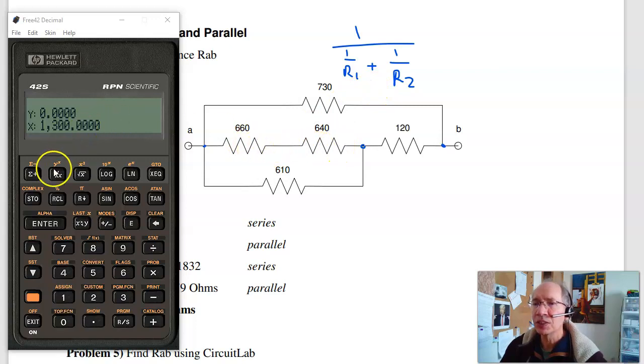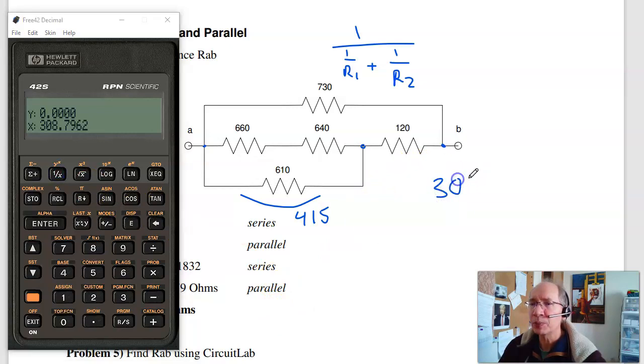So let's take this resistance, invert it, take 610, invert it, add the inverse, invert. So all this together is 415 ohms. Now add 120. I could hit enter, but HPs are kind of nice. It knows if I did an operation, it knows this number is something important. When I hit 120, it automatically pushes it on the stack. So if I type in 120, notice the 415 just got pushed. I can now add. These are in parallel. So take the inverse, 730, inverse, add inverse, 308. So the total is 308.79.